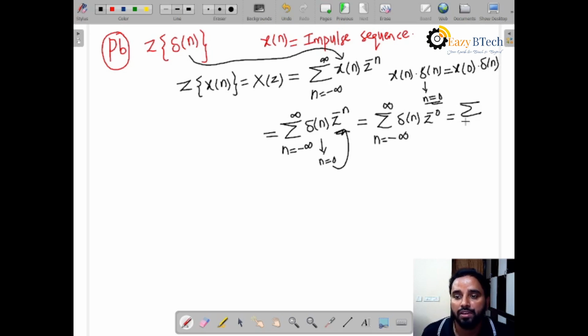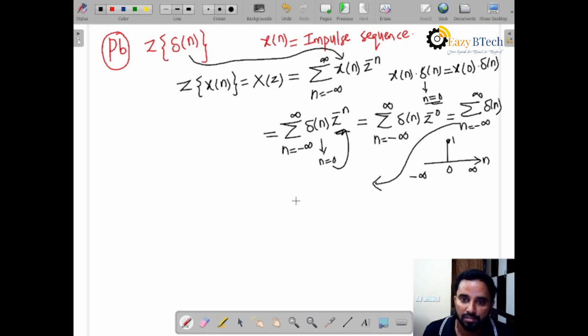So this will be summation minus infinite to plus infinite only del of n. Now this summation value, if you see, del of n will exist only at n equal to 0 and its value is 1, and we are doing summation from minus infinite to plus infinite. So this summation value, how much? 1 only. The summation will become 1.